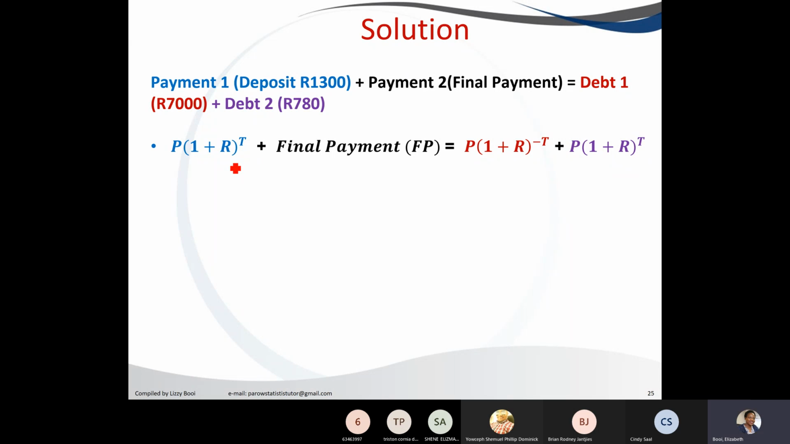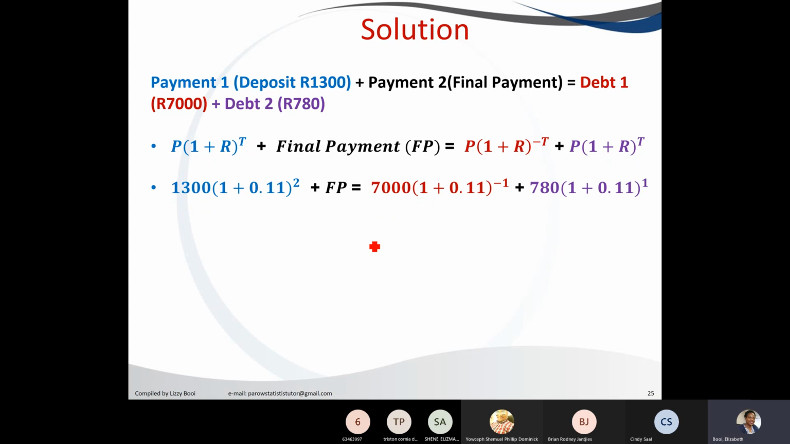Our payment 1, the money is moving forward, so we use the same formula. P is equal to R plus 1 plus R to the power T, and this is what we need to be calculating, our final payment equals our debt number 1, which is 7,000. We know that it's moving backwards, so the formula will be P times 1 plus R to the power minus T. And our last debt, which was 780, which was borrowed at the end of year 2, it's moving forward, so the formula will be P is equal to R plus T.